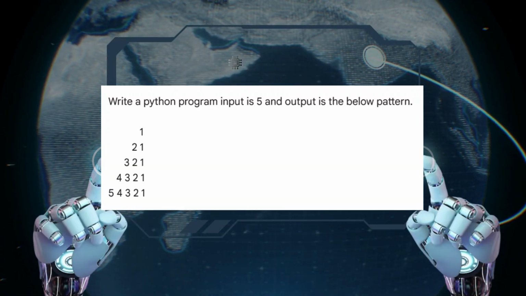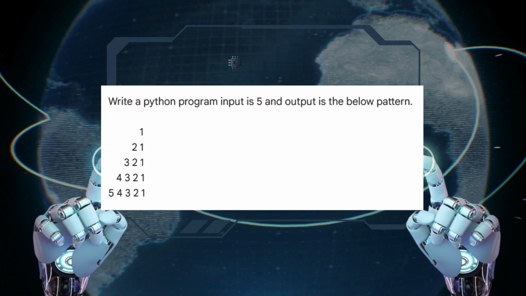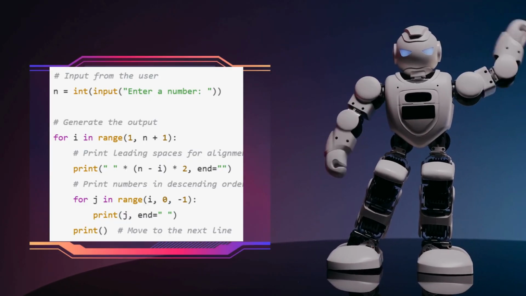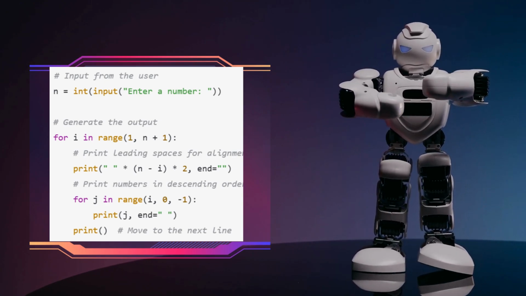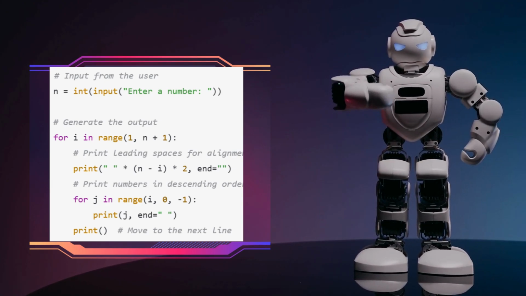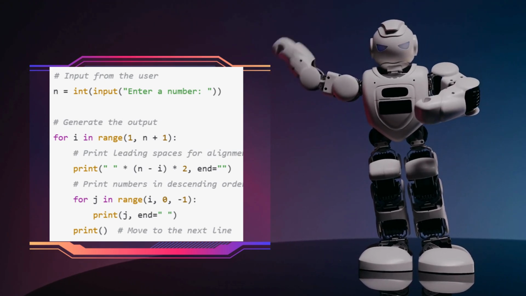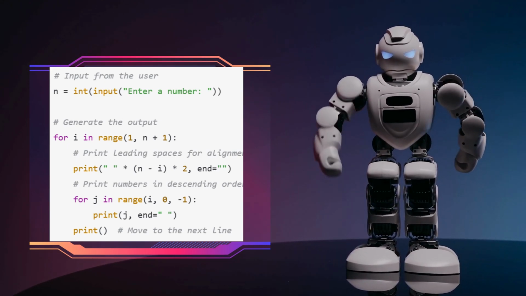Please see the below pattern of the output. And just remember that you have to give the input as 5. Let's discuss the Python program to get our desired output. The input n is nothing but the number of rows we have to get from the user. The outer loop for i in range of 1 to n plus 1 controls the rows.